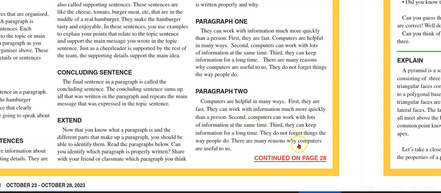There are many reasons why computers are useful to us. So the first sentence, computers are useful in many ways. The last one, there are many reasons why they are useful to us. This one is a better one.